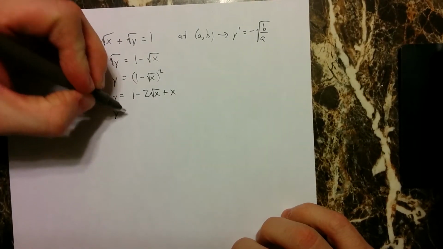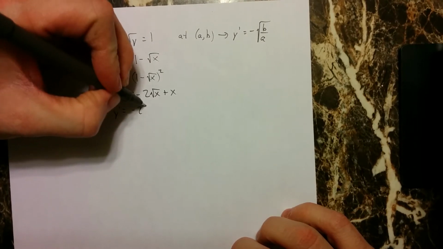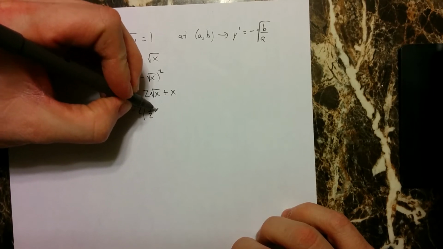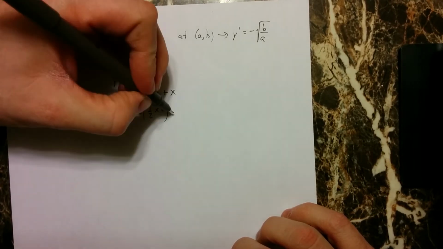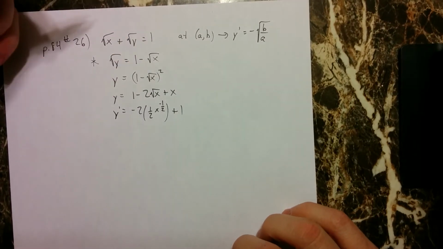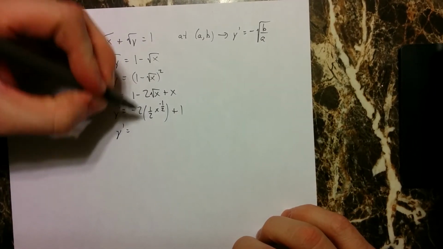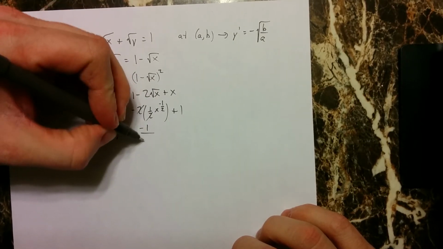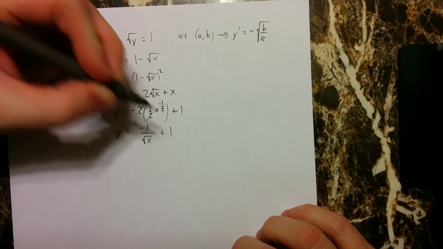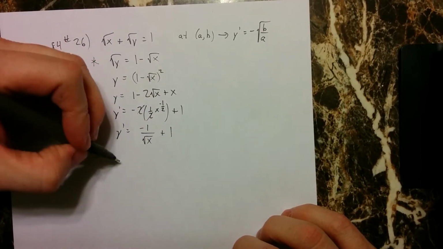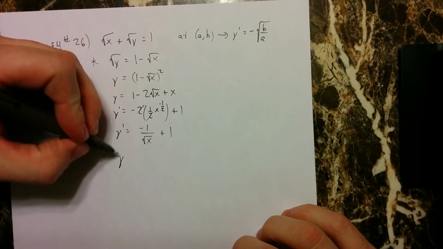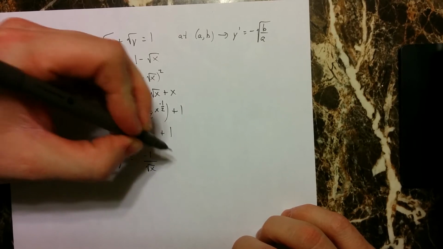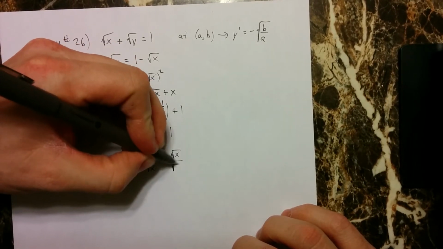Then we're going to take the derivative. So we'll have y prime equals negative 2 times the derivative of root x, which is 1/2 x to the negative 1/2, plus the derivative of x, which is 1. Okay, so y prime is equal to, that 2 and that 2 cancel, so we're left with minus 1 over root x, plus 1. Then we're going to take a common denominator, so that'll give us minus 1 over root x plus root x over root x.